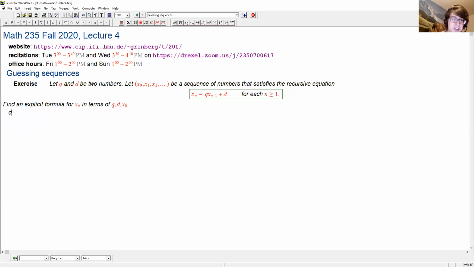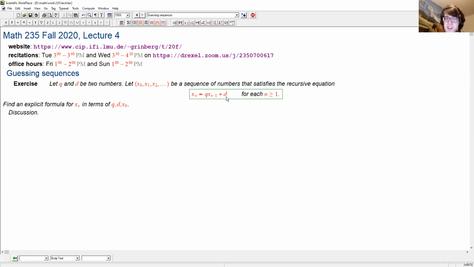And before we solve this, a couple of comments on what's so interesting about these sequences. If you remove the q, this is just a formula for an arithmetic progression. If you remove the d, this is a formula for a geometric progression. So this is a kind of obvious way to merge arithmetic and geometric progressions. Wouldn't it be nice to have a formula that works for both of them?